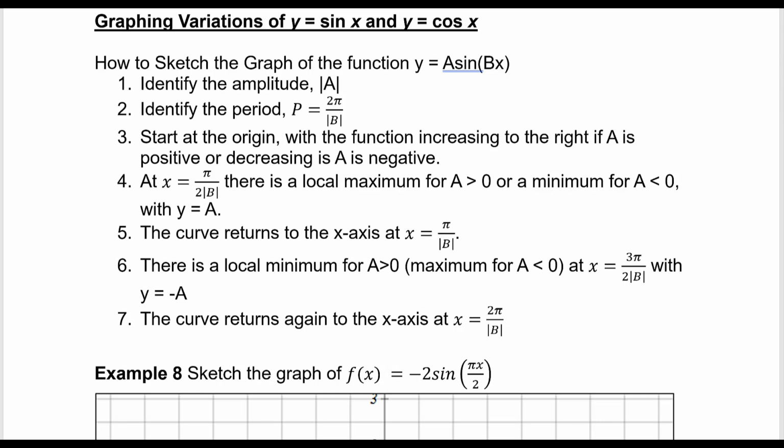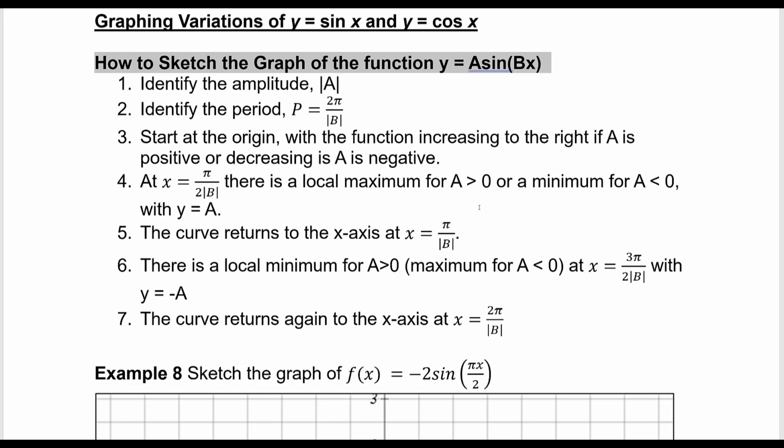Now we're going to look at graphing variations of y equals sine x and y equals cosine x. So, how to sketch the graph of a function y equals a sine x. It's a similar process for cosine. Identify the amplitude, identify the period, start at the origin with the function increasing to the right if a is positive or decreasing if a is negative.